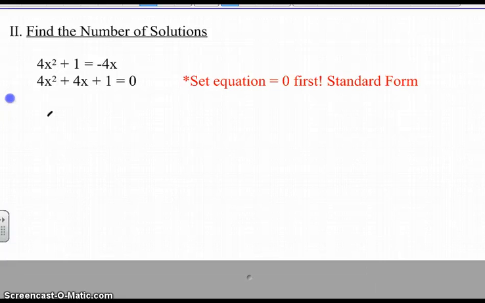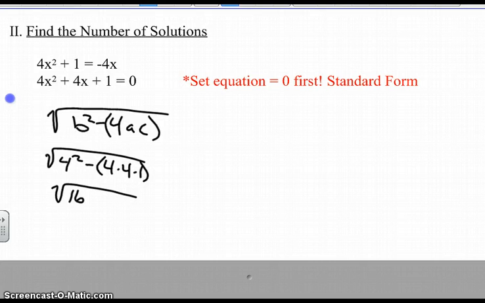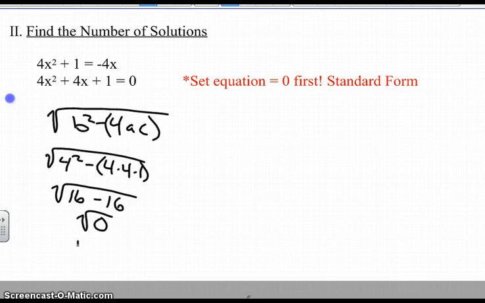And then tell me, JD, we're just being asked again how many solutions. So how would you plug it in? 4 squared minus 4 times 1. So you have 16 minus 16. We have square root of 0. So how many solutions? 1 solution. 1 solution. Good job. Okay.